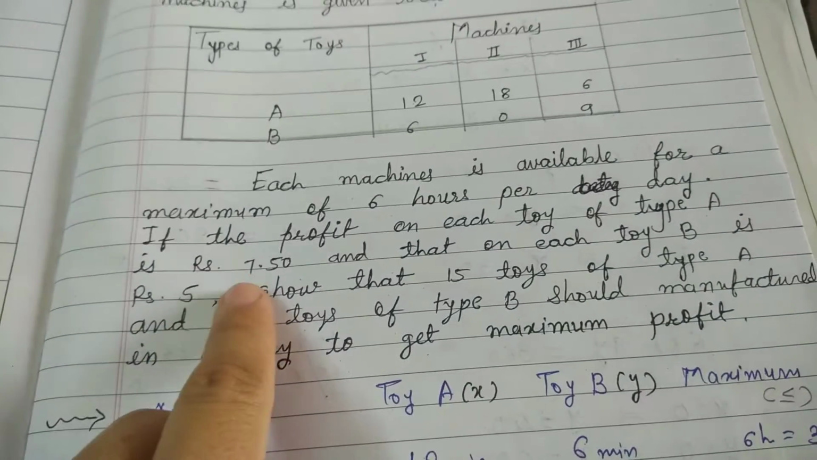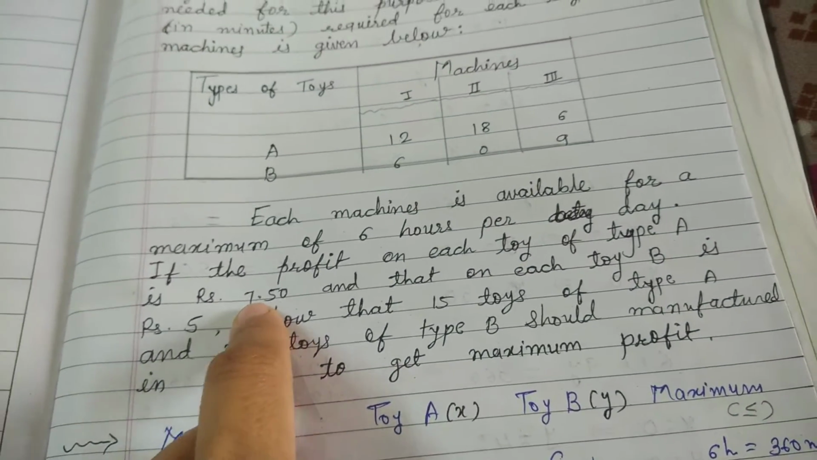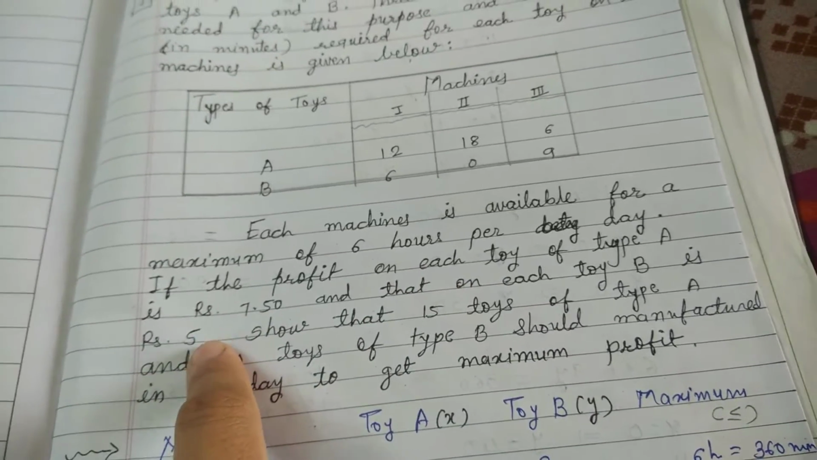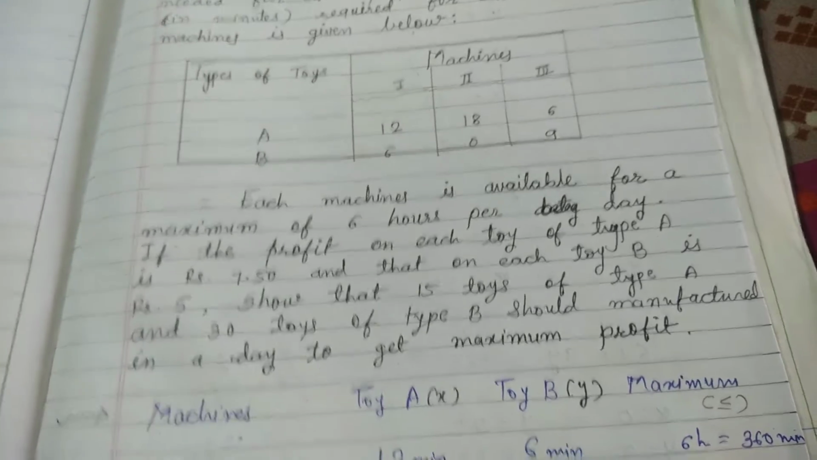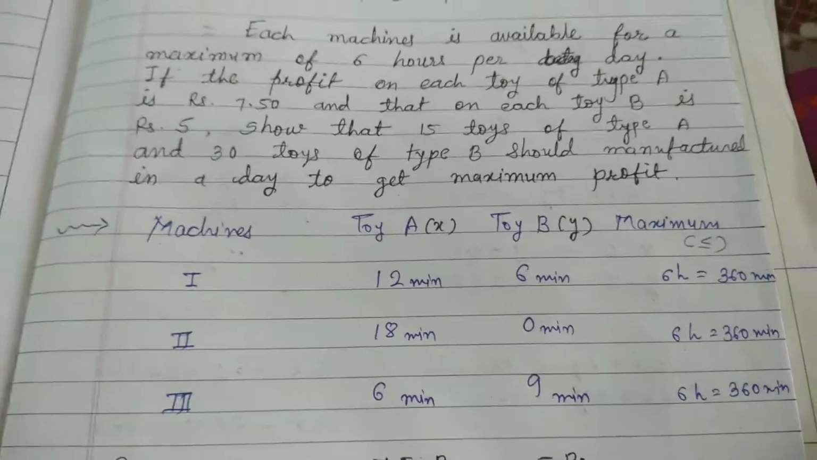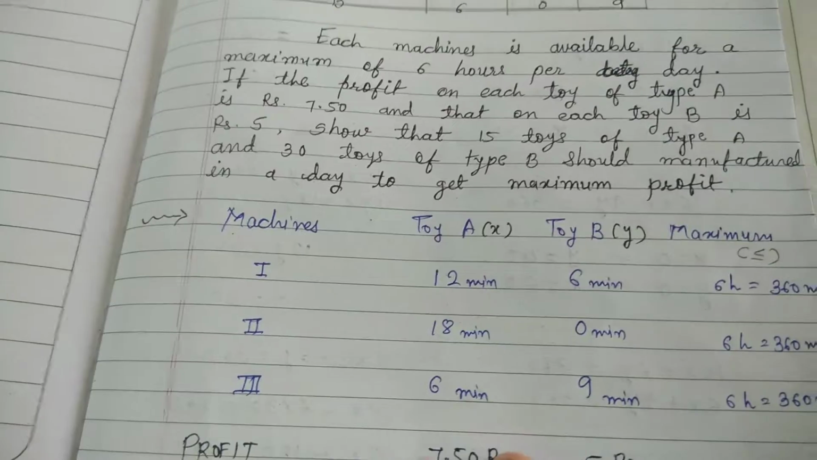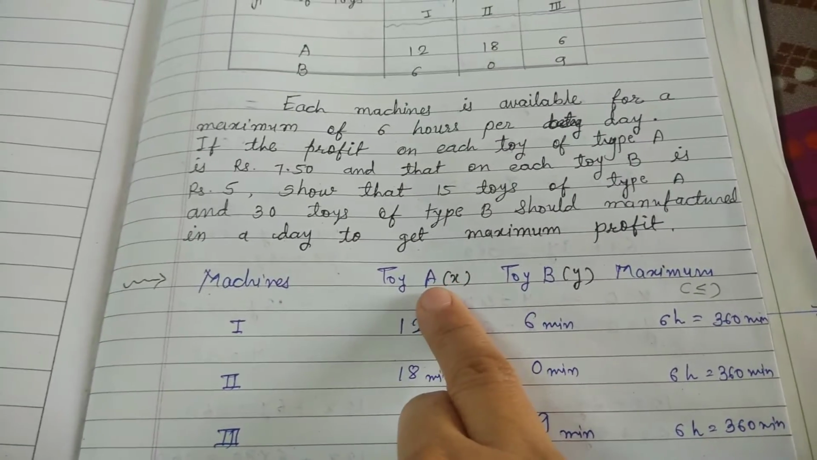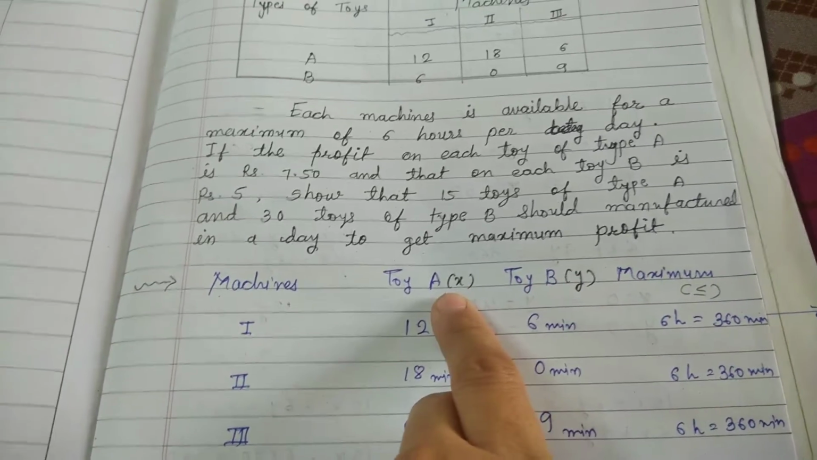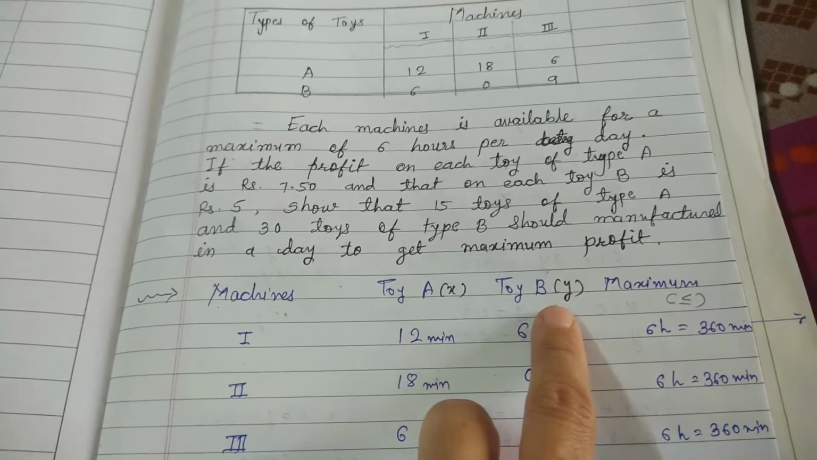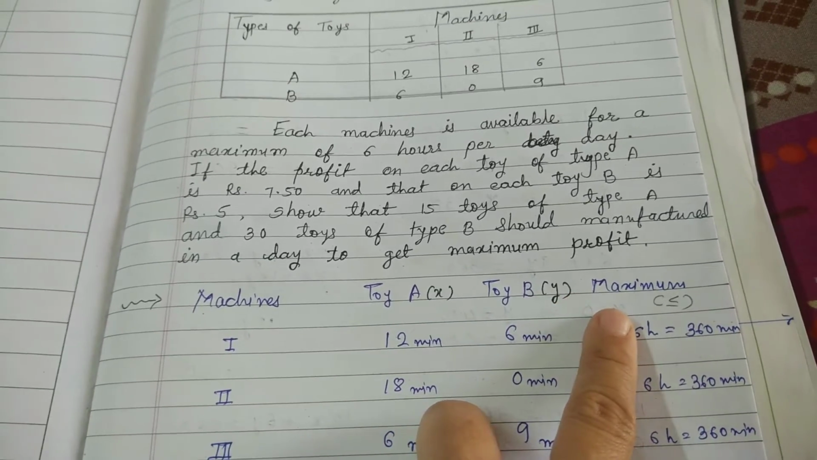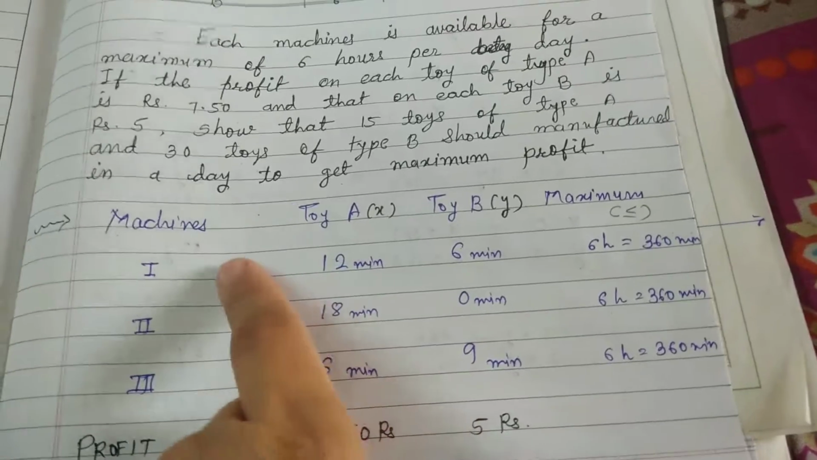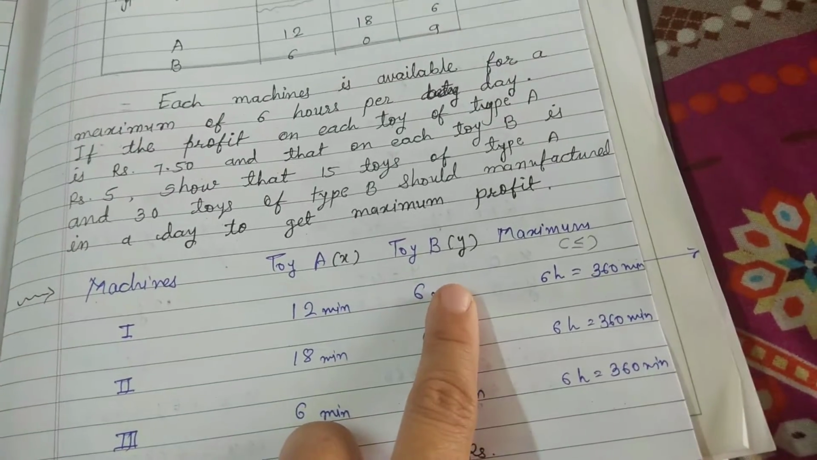Second thing they have given is the optimization function: 7.50 on type A and 5 rupees on B. So let us make the table first. Here I have just reversed everything. Machines 1, 2 and 3, toy A and toy B. I have written here X and Y, that means X number of toy A and Y number of toy B, and maximum available, that is less than or equal to. Now first machine: 12 minutes, 6 minutes.